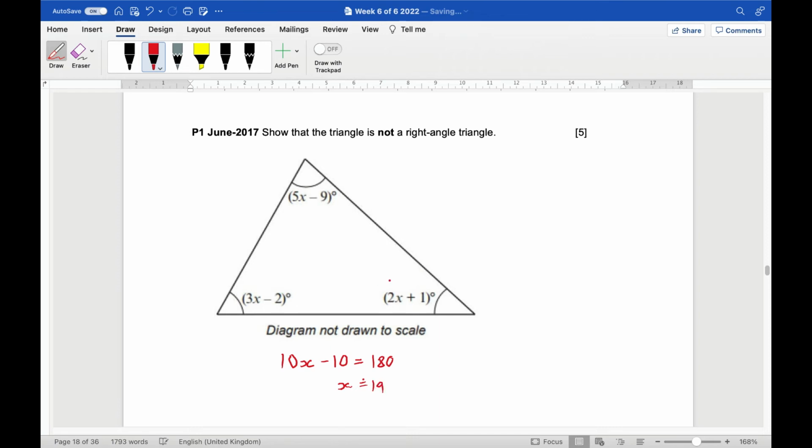Now, if x is 19, two 19s add 1 is 39 degrees. 3 19s minus 2, I think is 55 degrees. Just check that. 3 19s, 19, 38, 57, yeah. And 5 19s, 95, take away 9 is 86 degrees. None of those angles are 90, so we can answer the question and say, yes, this is not a right angle triangle because none of the angles are 90 degrees.